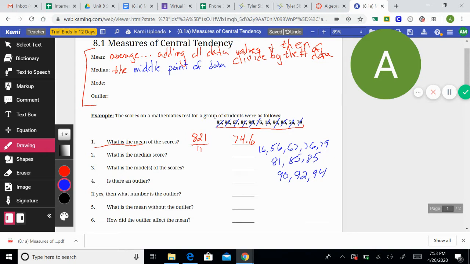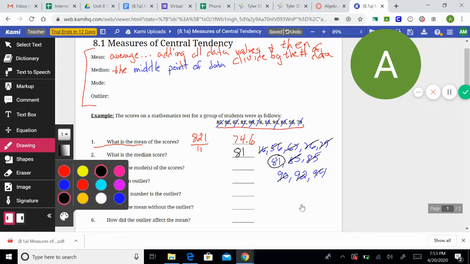So what we're going to do to find the median is we're going to literally cross one off on each end. Find the middle place. So the score in the middle is 81. So my median is 81. That's all you got to do, okay?